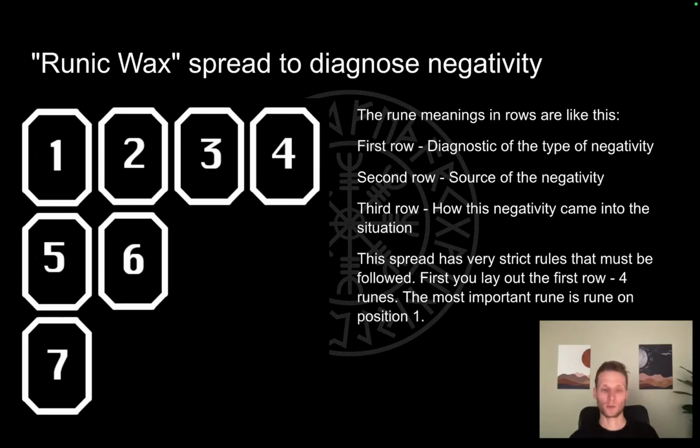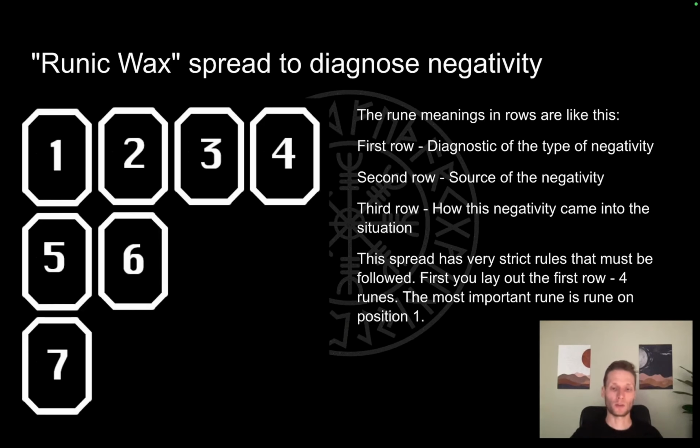So this spread is actually very easy. It has strict rules that you must follow. First, you ask your question. For example, I will use the spread Runic Wax to analyze the situation, to check if there is negativity in some concrete situation, or in a person, or in their life area. And then you just pull out 4 runes and lay them in a row before you.